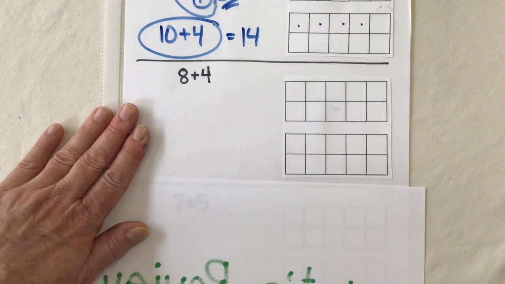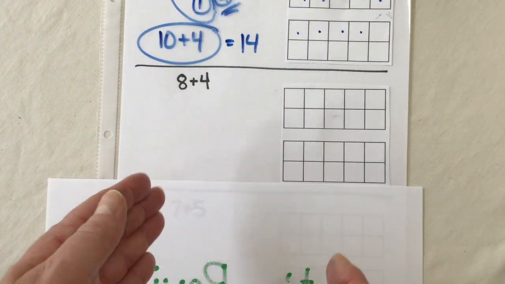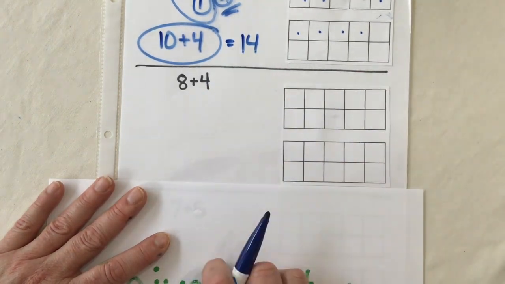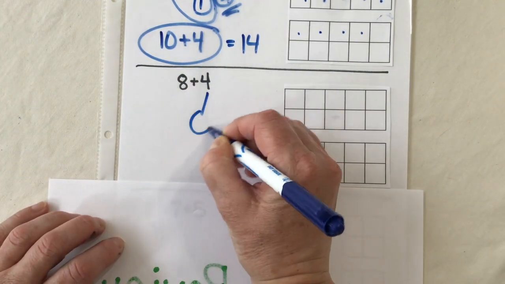So the next one we're going to do is 8 plus 4. So what I want to do is make a 10. So I could use my tens frames over here. I could count up. I could make my number bonds.